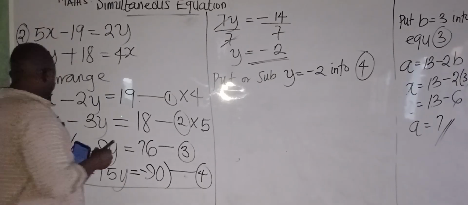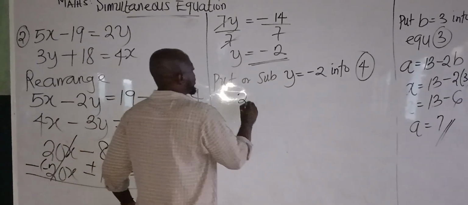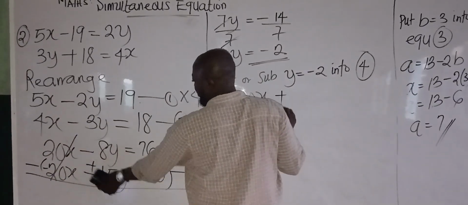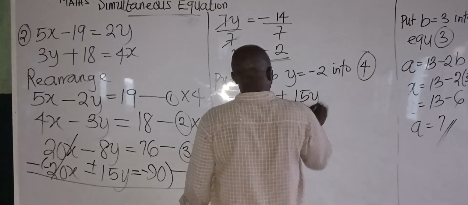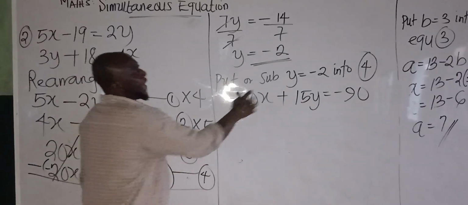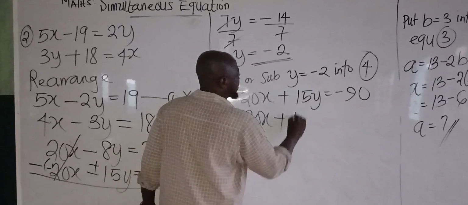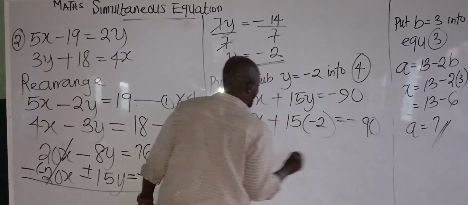So me, I want to take the minus sign. So I'm taking minus 20 out. So I have minus 20x here. Then plus, please. If I'm taking minus 20, I'm taking plus. Then everything here, this will give me 15y. Then I have minus 90 here. So this is what I'm having here. Now, anywhere I see y, put minus 2. So I have this one to give us 15 into bracket minus 2 to give me minus 90 here.